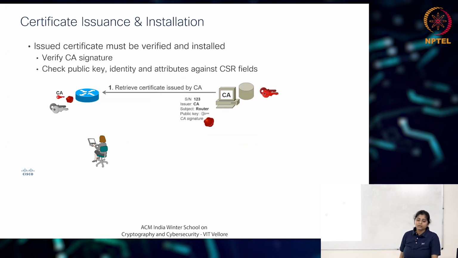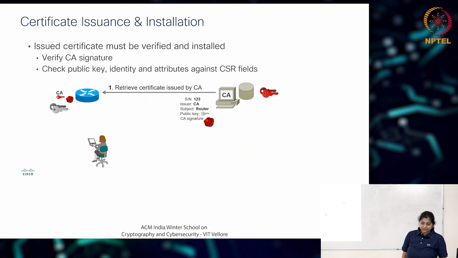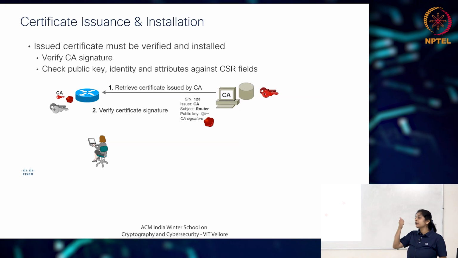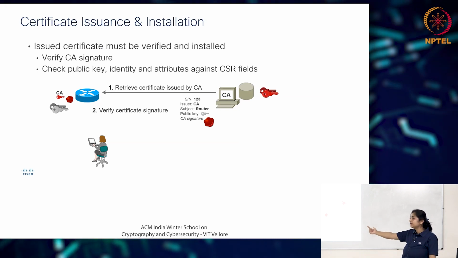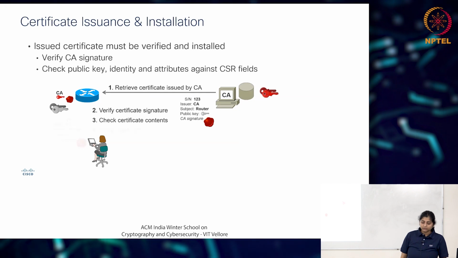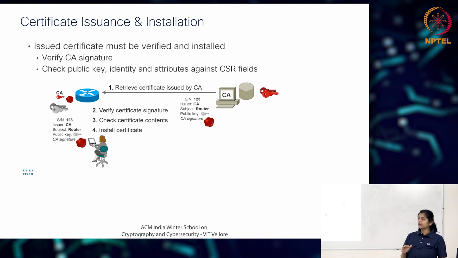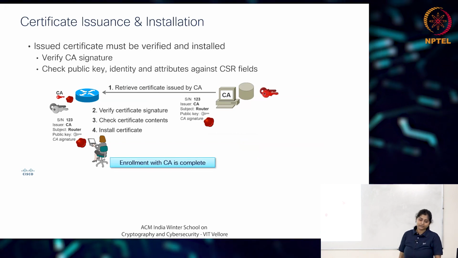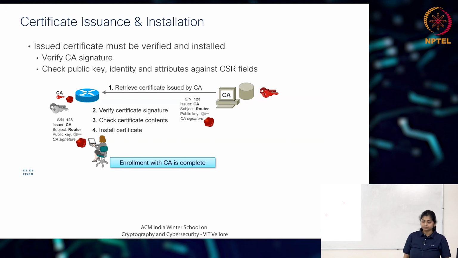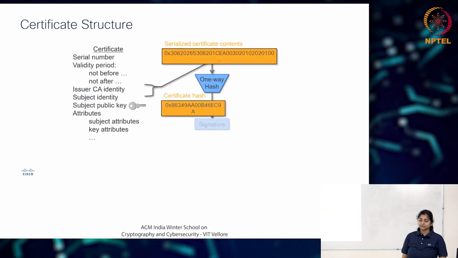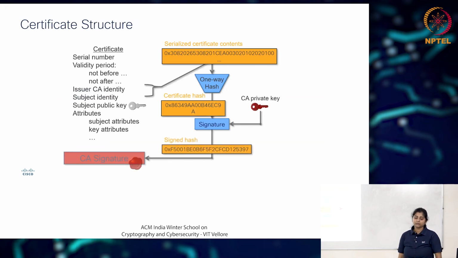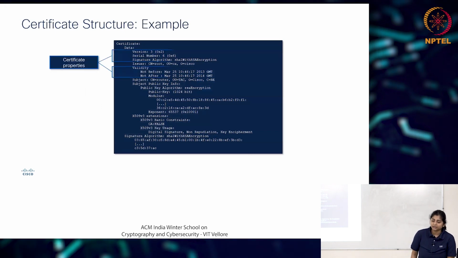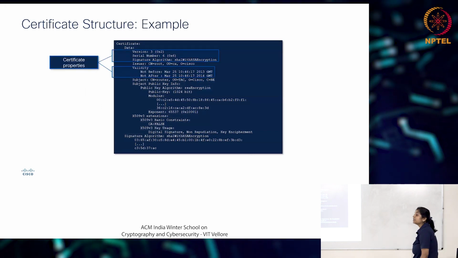Now the CA retrieves the certificate from the CA, which is the router in this case, and verifies the signature. Again, verifying the signature is verifying the public key, right? Now you as a user will get that certificate and you will install that certificate. So this is how a certificate actually looks like. This is the issued certificate.